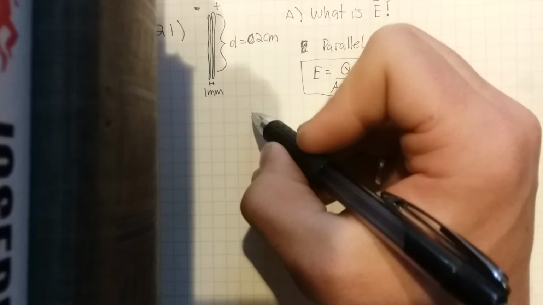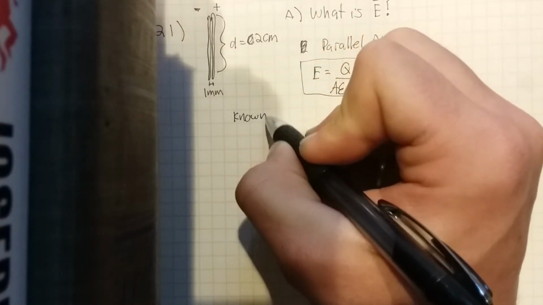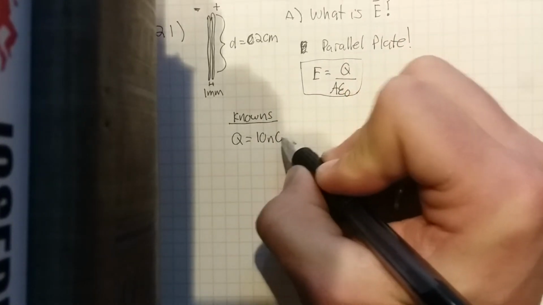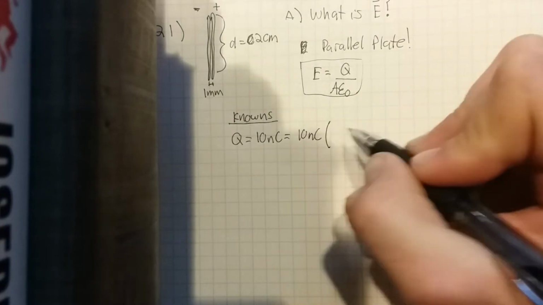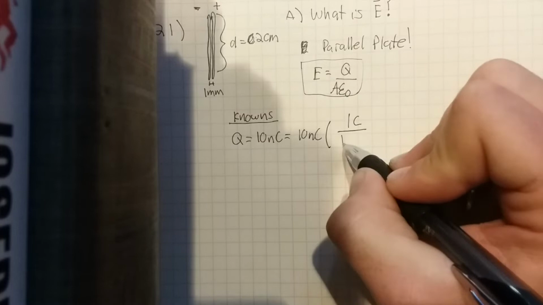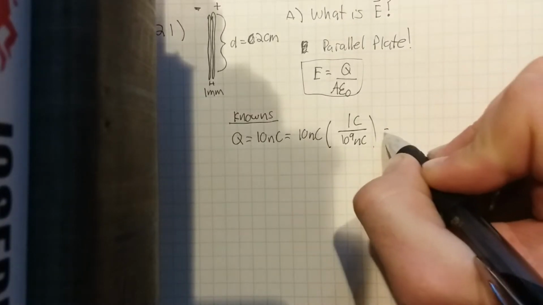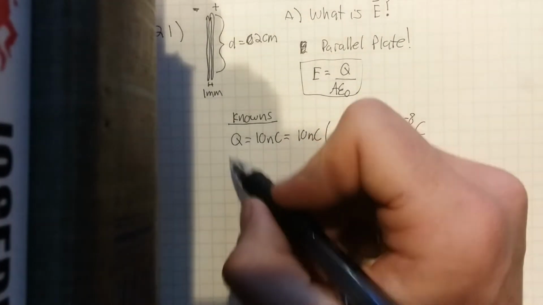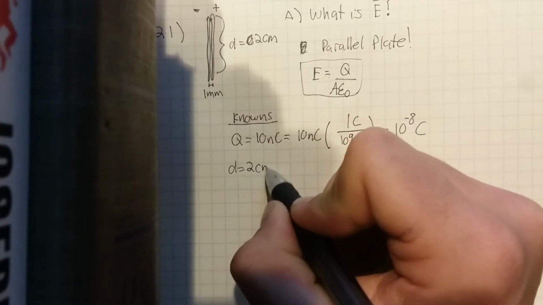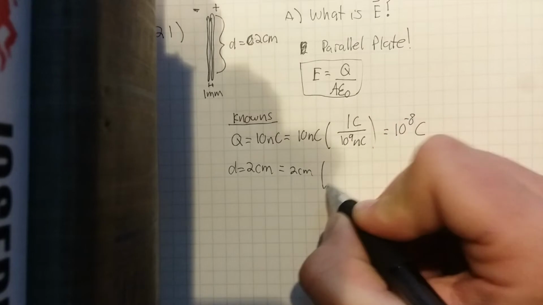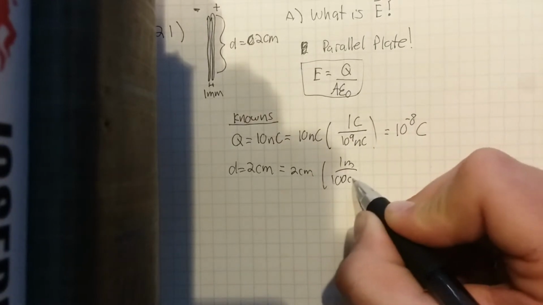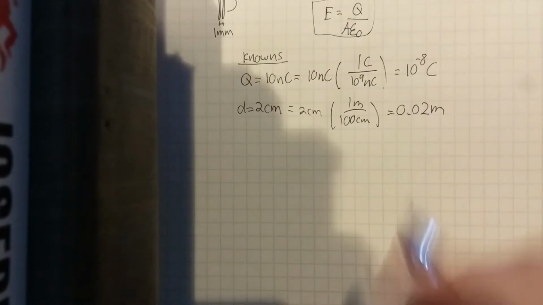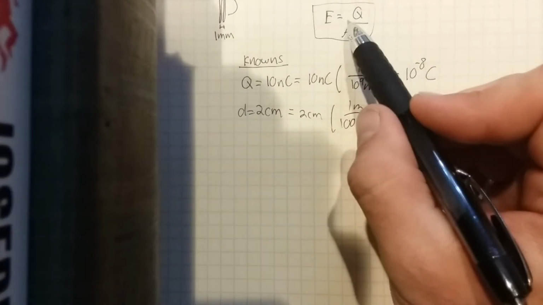So now let's write a list of knowns. So we know what Q is. It equals 10 nanocoulombs. 1 coulomb is 10 to the 9 nanocoulombs, so this is 10 to the minus 8 coulombs. And then we know the diameter D equals 2 centimeters, which is 1 meter per 100 centimeters, so 0.02 meters. Okay, so if we know the diameter and the charge, we know everything we need to solve for the electric field.